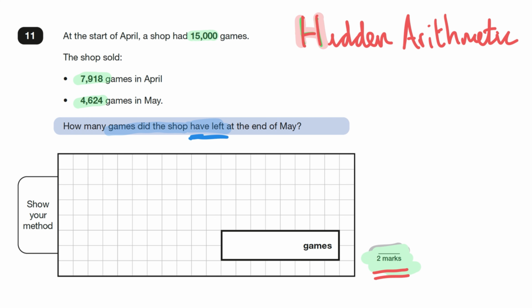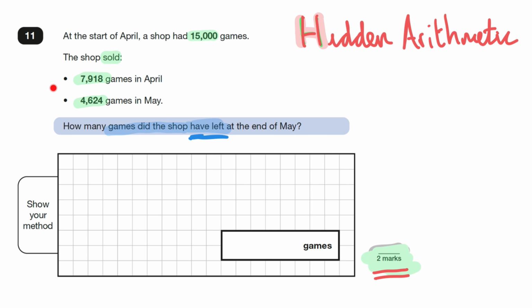They've sold. So again, it's really important to make sure that when we see words like sold, really what sold is saying is it's taken away, hasn't it? We've taken away from the shop. Okay. So again, always in mind when you're using words like sold or bought or gave away, really think in more mathematical operations. Is giving something away an addition? Is it a subtraction? If we buy something, is that an addition? Are we getting something? Are we losing something? Are we spending something? So these are really important. So the shop sold these 2 amounts of games, and they had this. How many did they have left?